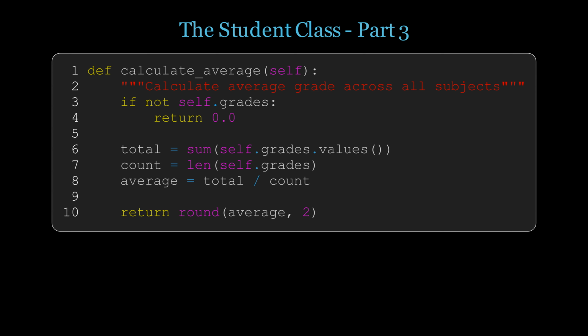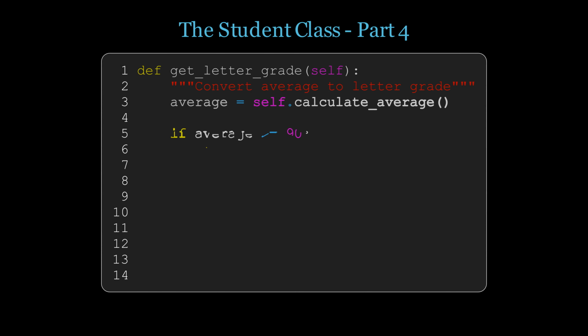Otherwise, we use the sum function on grades.values to add all the scores. We get the count using len of grades. Then we divide total by count to get the average. Finally, we round to 2 decimal places for clean output. This method showcases Python's built-in functions, sum, len, and round, making our code concise and readable.